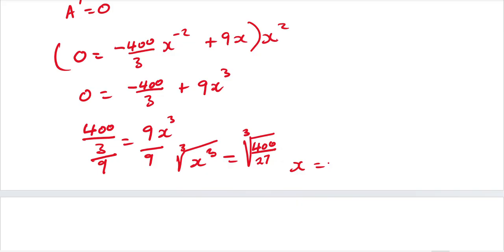Our x, let me punch a calculator. Our x is 2. Our x is what? Is 2,46 when we round it to 2 decimal places.